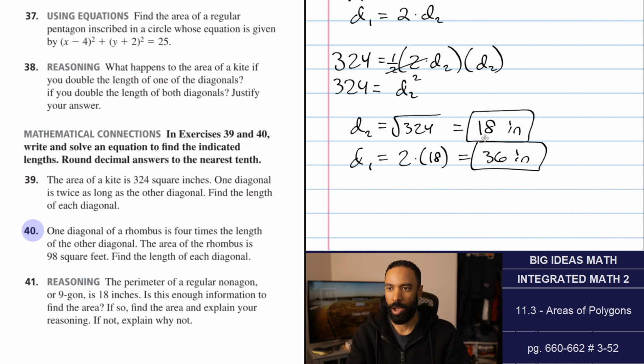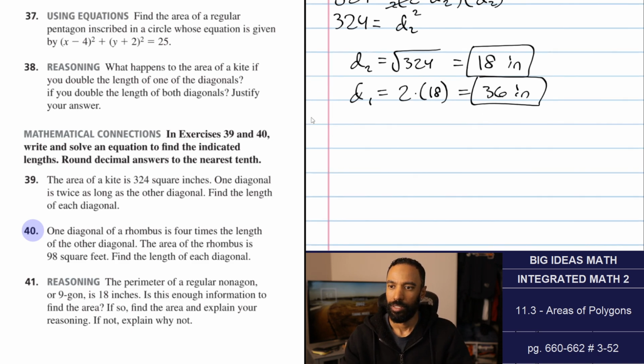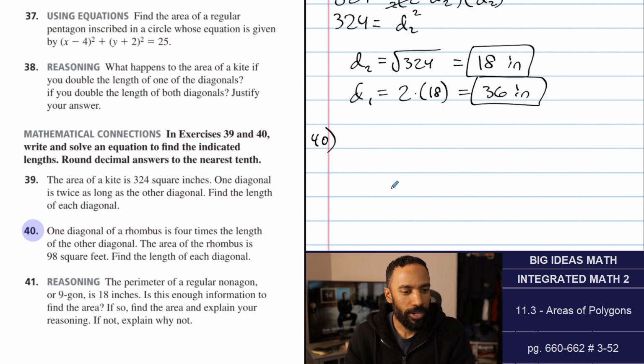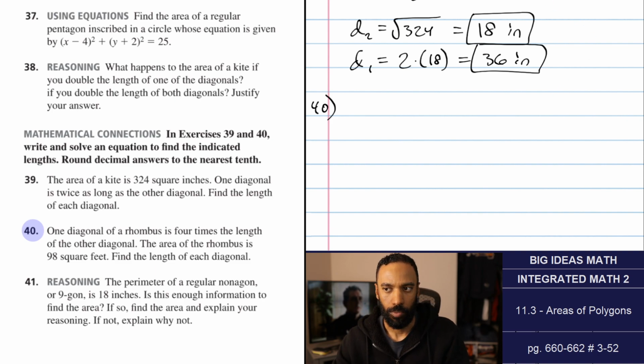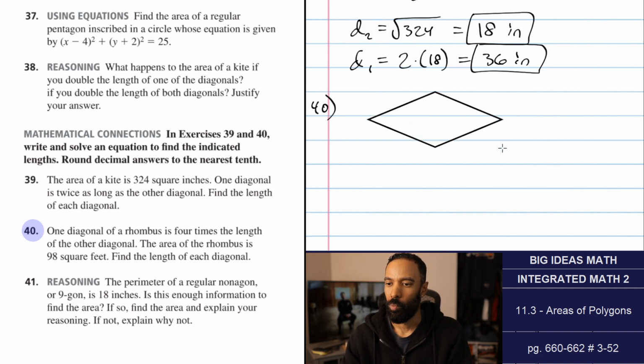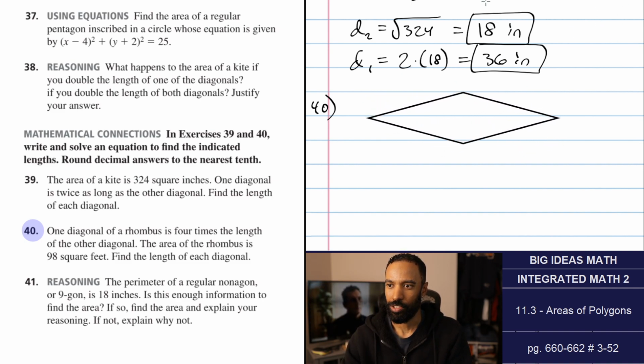One diagonal of a rhombus is 4 times the length of the other diagonal. So if I have a rhombus, I know that shape is somewhere. I found it once. There it is. All right. One diagonal of a rhombus is 4 times the length of the other. I want to draw it to scale, see if this kind of works out.